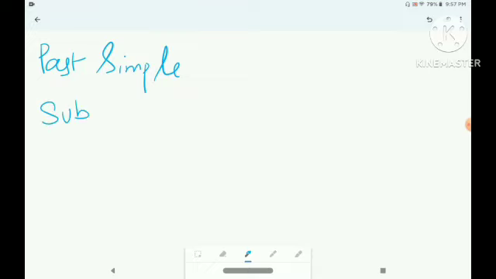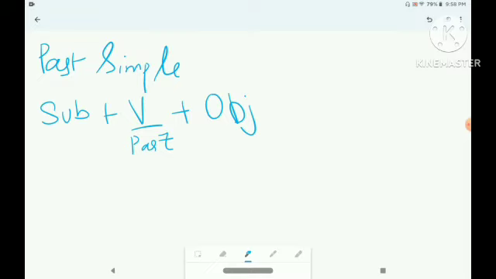Now we will be doing past simple sentences. Now, what is the past simple structure? The past simple structure is subject plus verb, which will be in past, plus object.